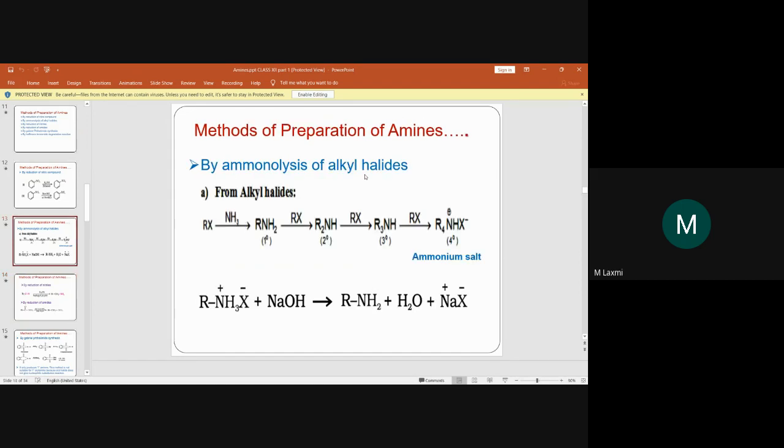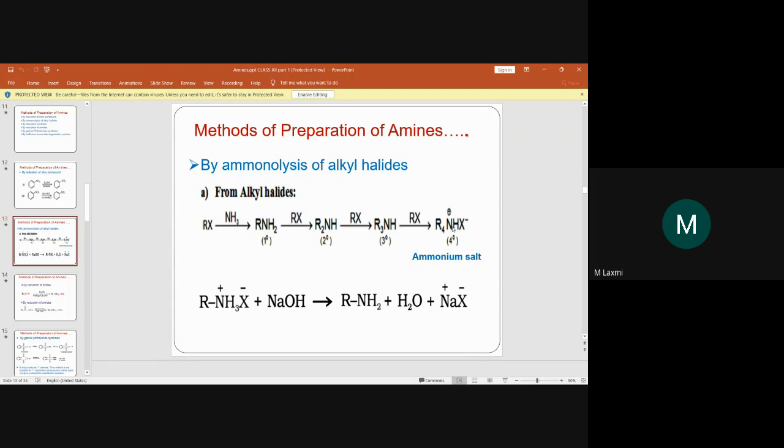The fourth method is ammonolysis of alkyl halide. Take an alkyl halide and react it with ammonia. Here ammonia acts as a nucleophile. It undergoes lysis, so this is called ammonolysis. When alkyl halide reacts with ammonia, you get a primary amine, which will further react with alkyl halide to give you a secondary amine. Further reaction with alkyl halide gives a tertiary amine. Further reaction gives rise to a quaternary ammonium salt.